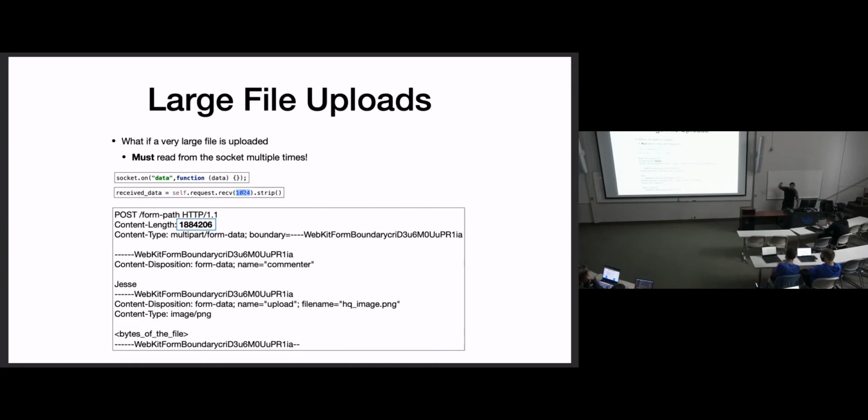So anyway, we're going to receive at most 1K bytes off of the socket. So if we have a 1.8 megabyte file, we're not getting the entire request. We're not getting all of the bytes that are uploaded to the server that are sent over this TCP socket. So we're going to have to read multiple times.